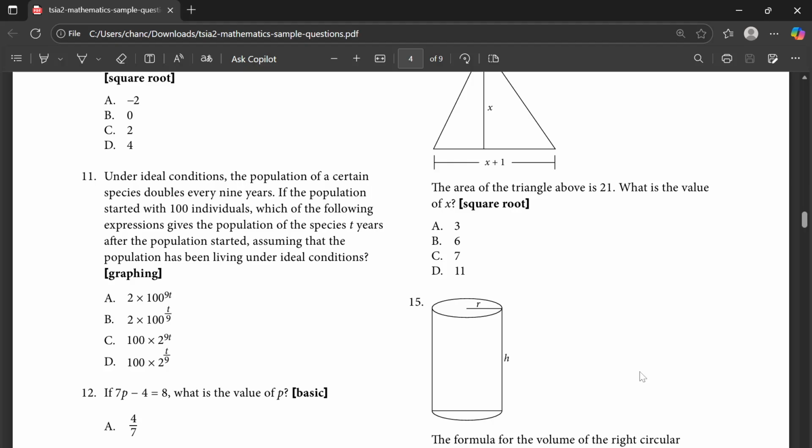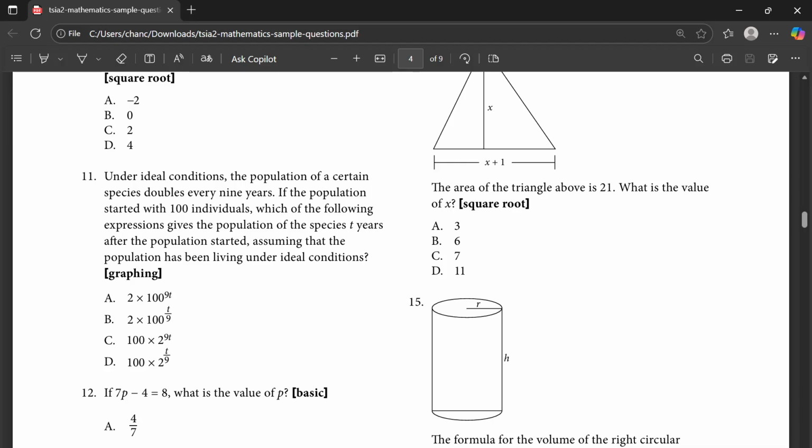Let's look at number 11. Under ideal conditions, the population of a certain species doubles every 9 years. If the population started with 100 individuals, which of the following expressions gives the population of the species T years after the population started, assuming that the population has been living under ideal conditions?